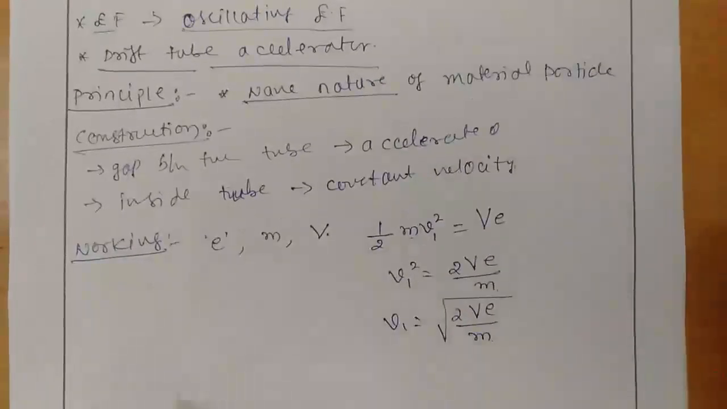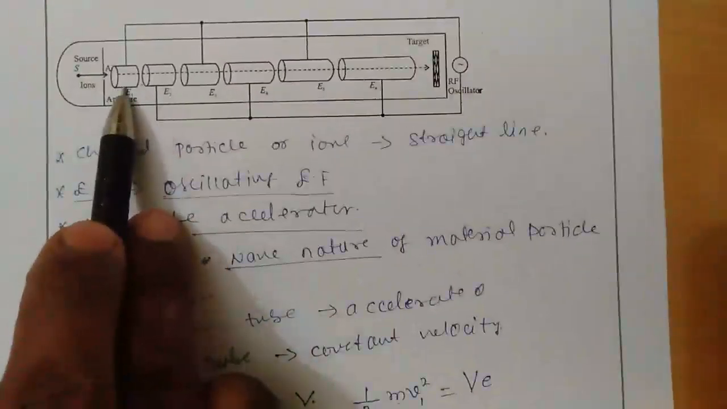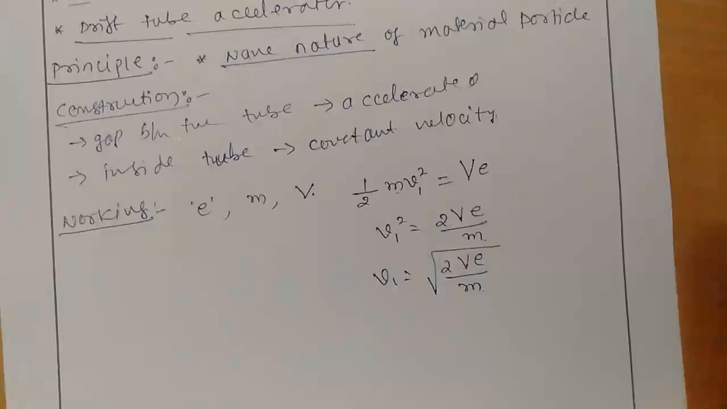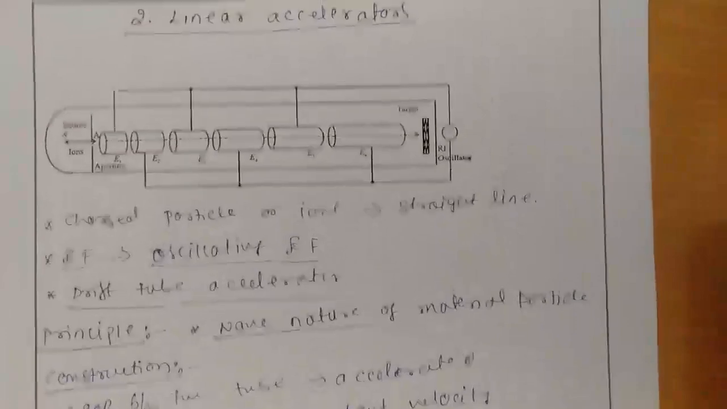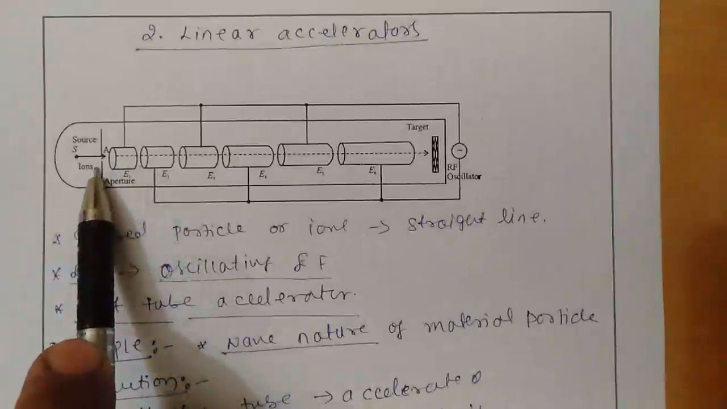Now the length of the tube 1, the first tube, is so adjusted that as the positive ion comes out from the first tube, the second tube, which was under positive potential initially, will now, due to the adjustment in the frequency of the oscillator, become negative. So it was adjusted such that the first tube was under negative potential with respect to the aperture A.